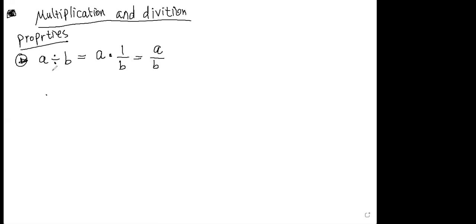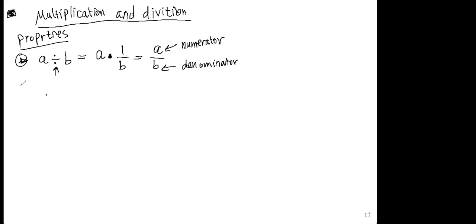So we can change the division sign to multiplication, then we flip the B to 1 over B. And this gives me A over B after we do the multiplication. What is this called here? Numerator. And this is called the denominator.